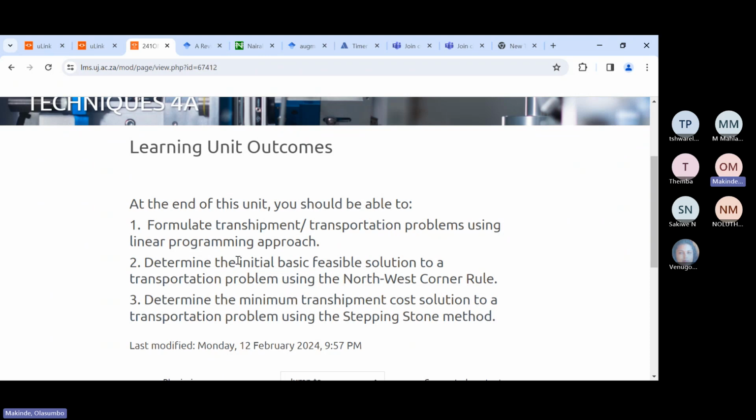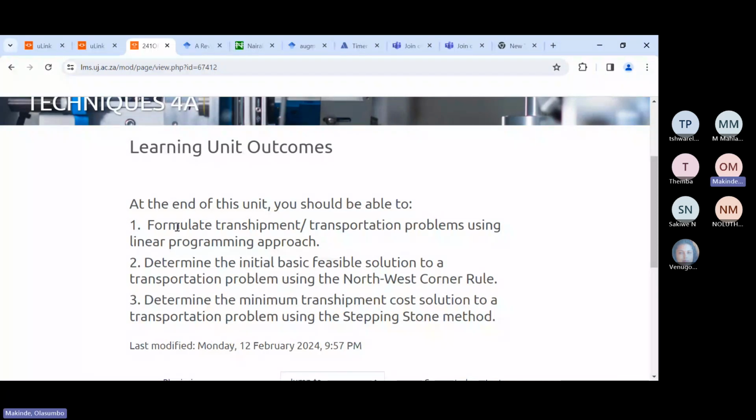And the third objective is to now determine the minimum transshipment cost solution, because don't forget, at the end of the day, as an operations manager, any strategy you play in an organization, you want to make sure that it is the minimum cost strategy. So there's a need for you to optimize any of your solutions to get to the best solution that will minimize your cost. Hence the reason why we're having that third objective, which is saying we want to determine the minimum transshipment cost solution to a transportation problem using another method which we call the stepping stone method. So at the end of this unit, you must be able to do those three things.